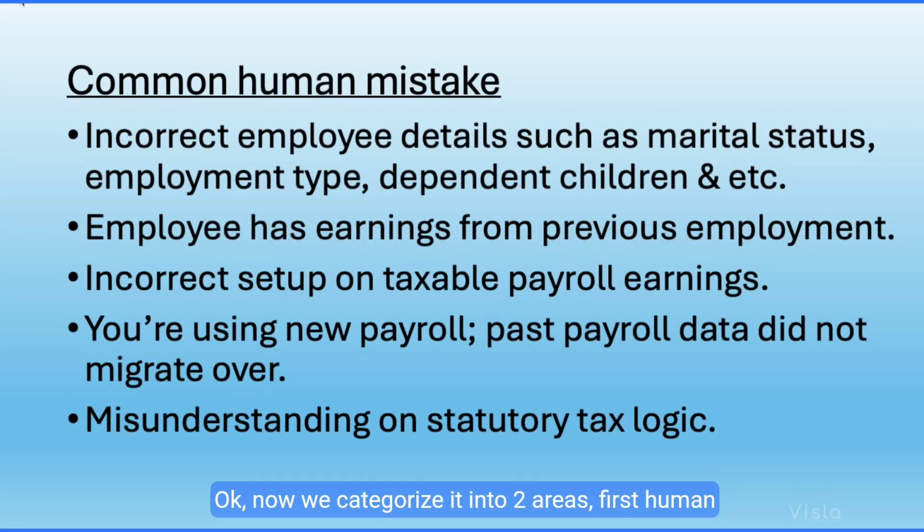Okay, now we categorize it into two areas. First, human mistake. This is pretty simple. You just need to ensure you update data correctly. Incorrect employee details, such as marital status, employment type, dependent children, and so on.